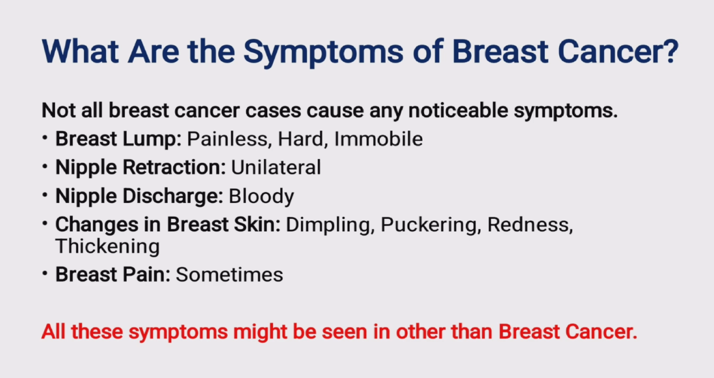Not all cases of breast cancer cause any noticeable symptoms, particularly in the early stages, and are often detected through screening. Symptoms may include a painless, hard, and immobile breast lump, the most common symptom of breast cancer. There may also be unilateral nipple retraction or discharge, skin changes such as dimpling, puckering, redness, or thickening, and occasionally breast pain. All these symptoms might be seen in conditions other than breast cancer.